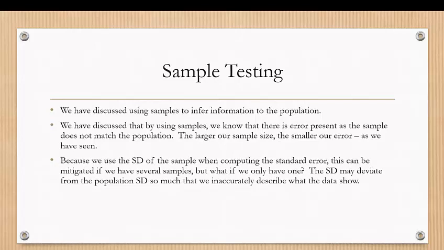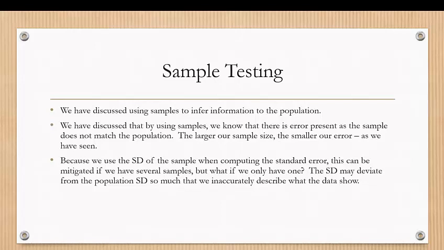Because we use the standard deviation of the sample when computing the standard error, this can be mitigated if we have several samples. But what if we only have one? What if we only have one sample from our population, and that's what we want to see is significant? The standard deviation may deviate from the population's deviation so much that we inaccurately describe what the data are actually showing. And this is quite often the case, especially in education, that we have one sample.